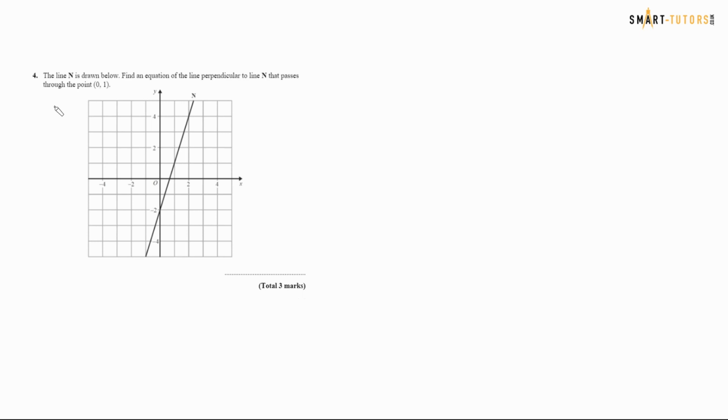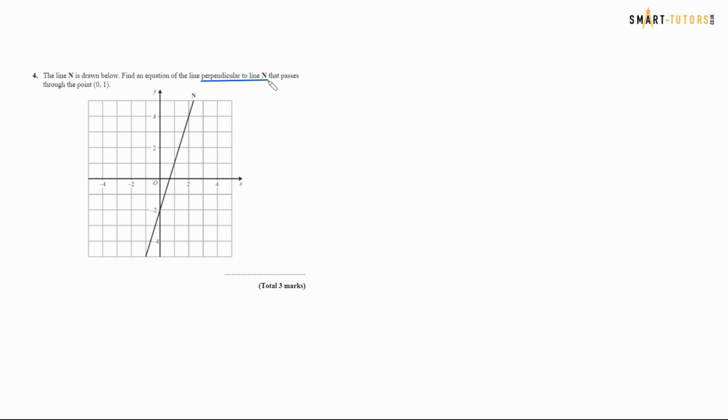Question number 4. The line n is drawn below. Find an equation of the line perpendicular to the line n that passes through the point (0, 1). So first of all, the gradients of perpendicular lines are negative reciprocals.